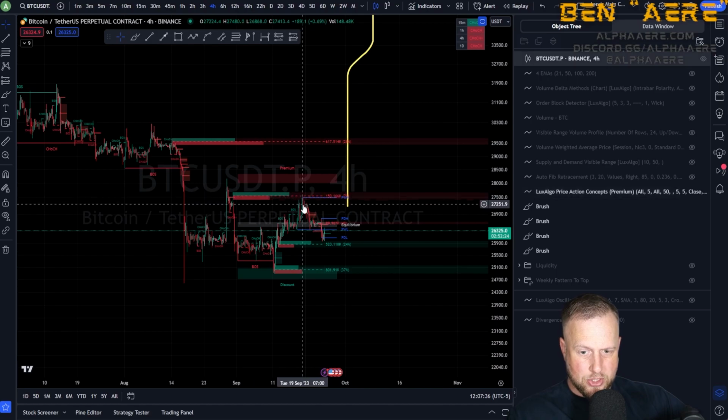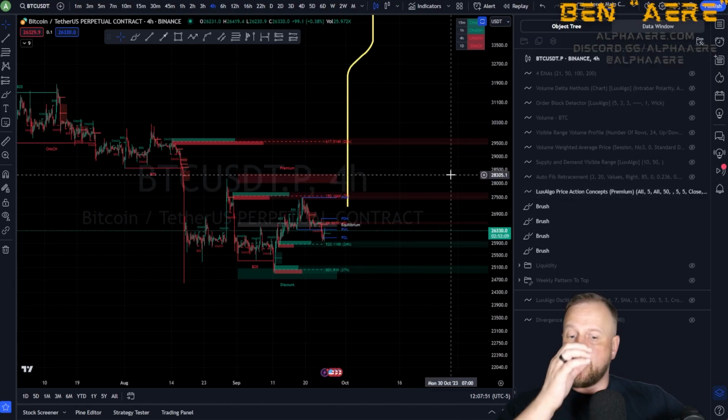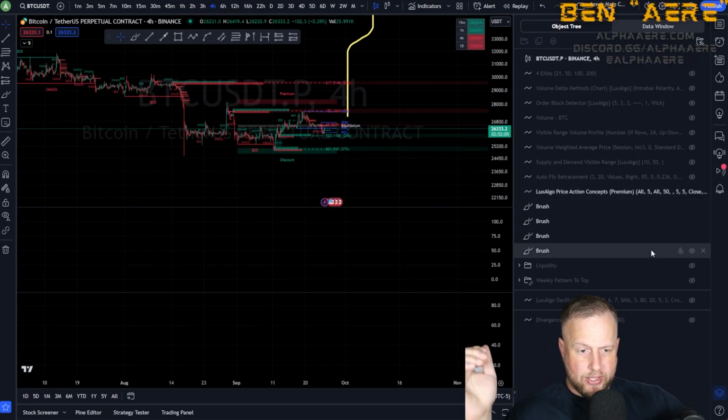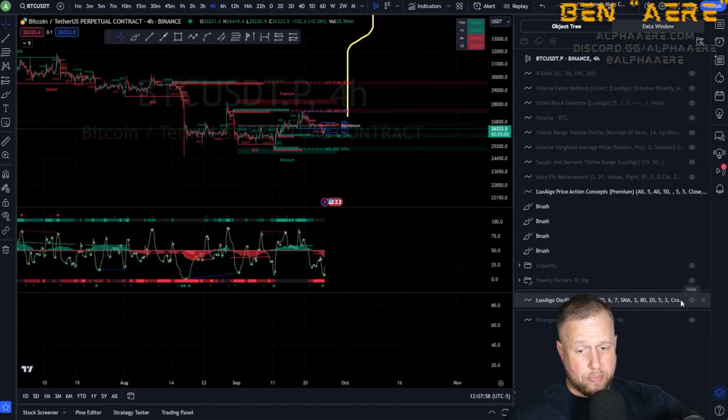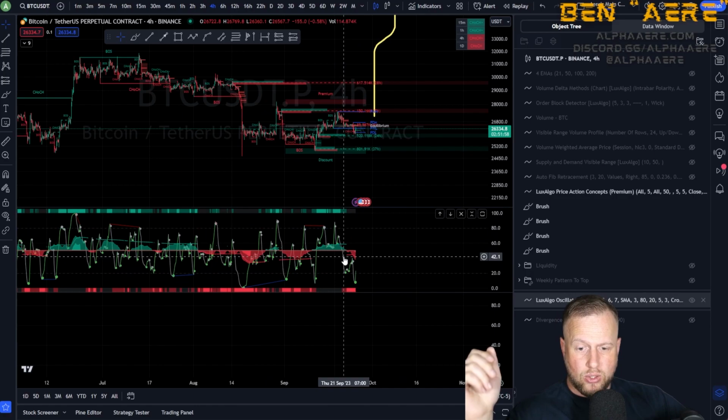This one's obviously an obvious short opportunity. This one was an obvious long opportunity. On top of that, you get access to all of their paid indicators. Now, one of my favorites, which has replaced Market Cipher B for me, is this Lux Algo Oscillator Matrix.